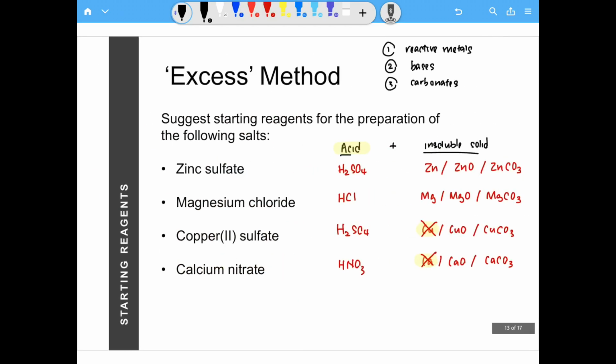Having said that, the most universal solid that you can use when determining the reagents for the excess method would be the carbonates, because acids react with all carbonates. So once again, if there are no restrictions in the question, always choose a carbonate for your insoluble solid.